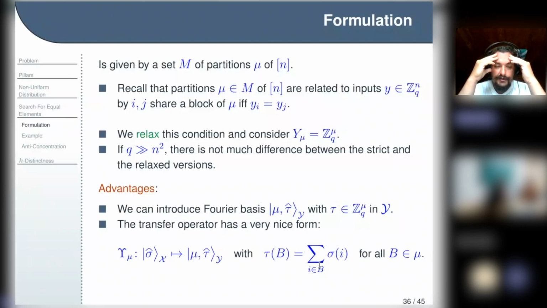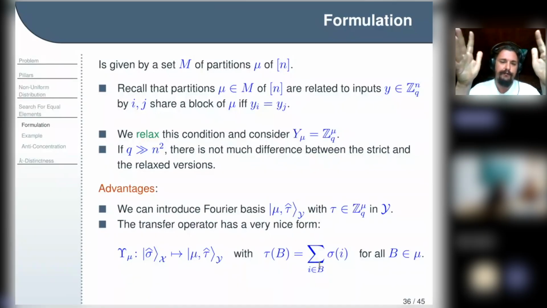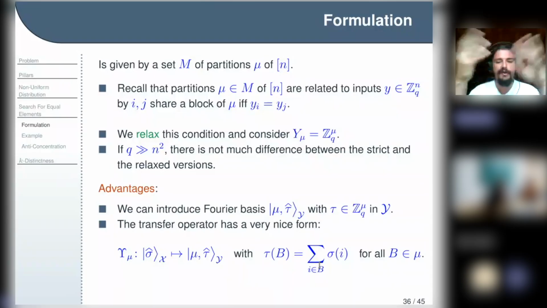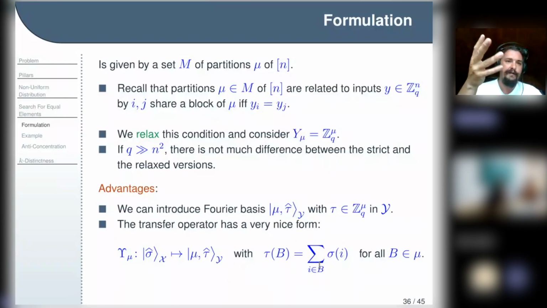Because now I can use the Fourier basis both in x and in y, which is very nice, because I can talk about different strings: sigma strings and tau strings, where sigma strings are strings supported on sigma on the n, and tau is a string supported on the blocks of the partition mu.